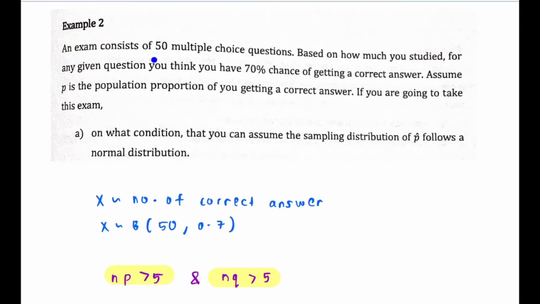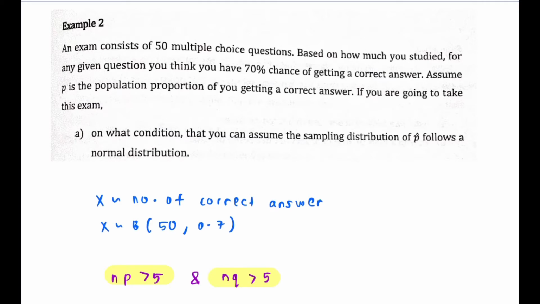Example 2. An exam consists of 50 multiple choice questions based on how much you studied. For any given question, you think you have a 70% chance of getting a correct answer. Assume P is the population proportion of you getting a correct answer. If you are going to take this exam, on what condition can you assume the sampling distribution of P hat follows a normal distribution?